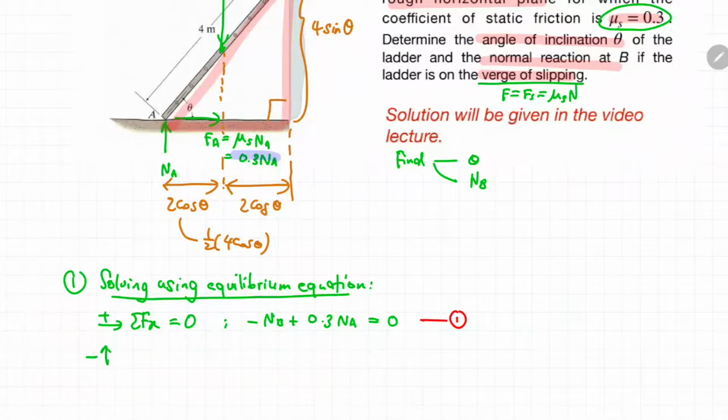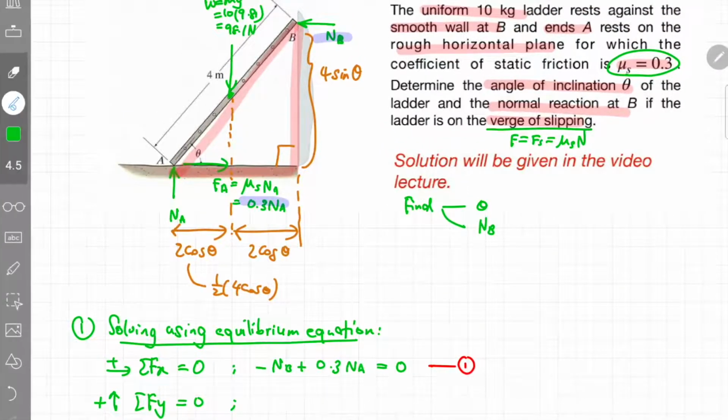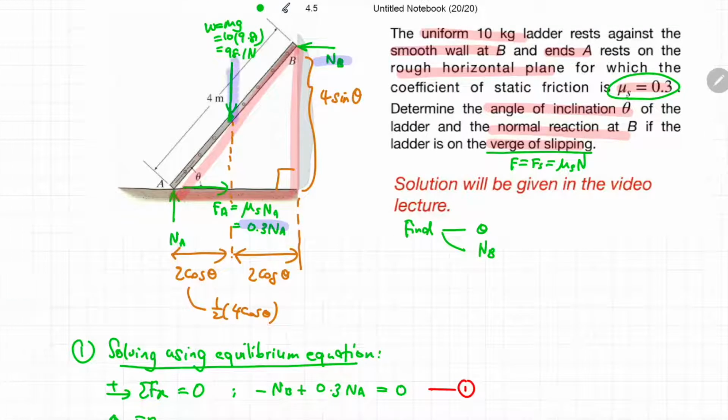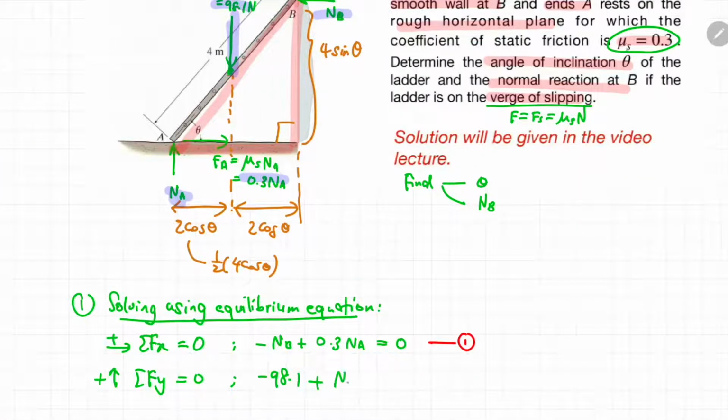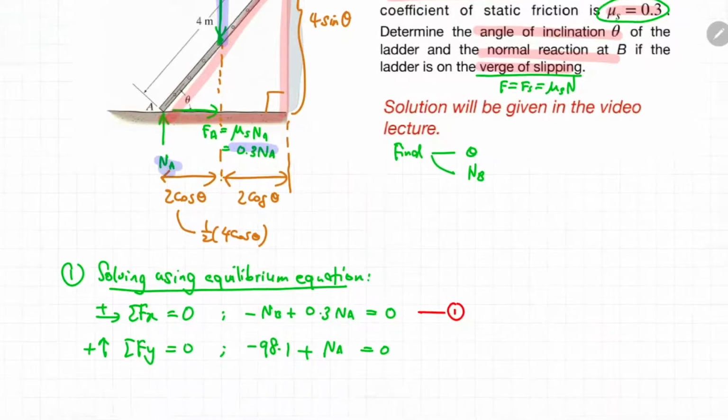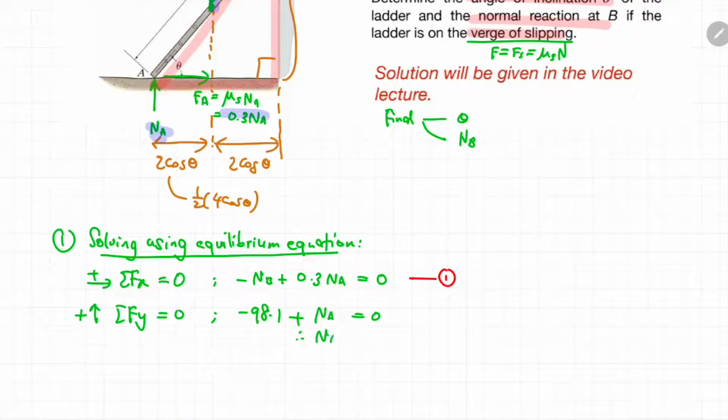Okay, now accordingly, let us apply the equilibrium condition in the y direction. There are also two items in the y direction, which are the weight of 98.1 Newton and NA. You put those two items into your equation and it sums up to 0. There is only one unknown in this equation, whereby you can easily solve for NA to be 98.1 Newton.